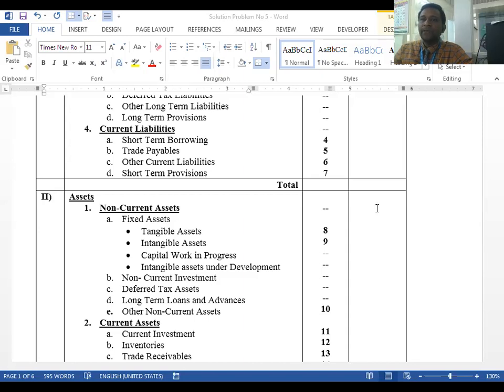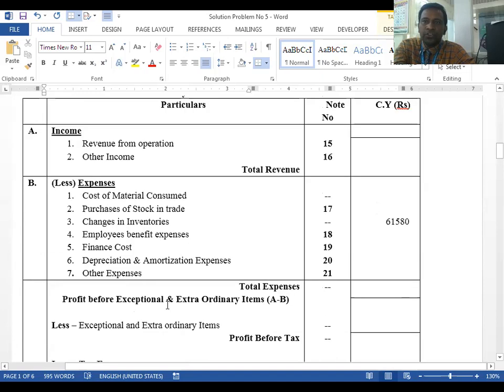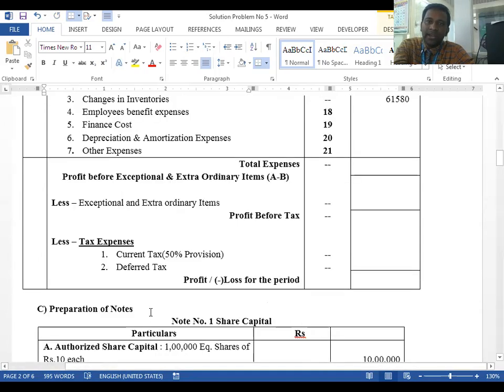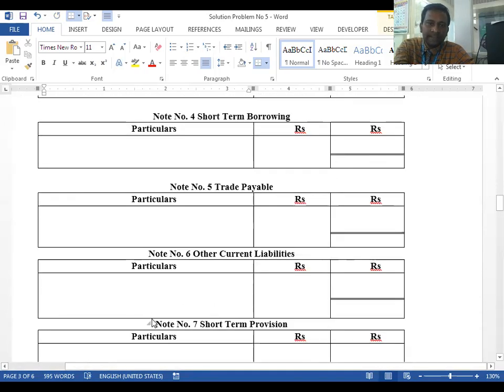Very good. So outstanding salary, that means any outstanding expenses, should be transferred to other current liabilities. We have separate notes regarding other current liabilities, that is notes number 6. So we should transfer outstanding office salary under the notes other current liabilities, notes number 6.